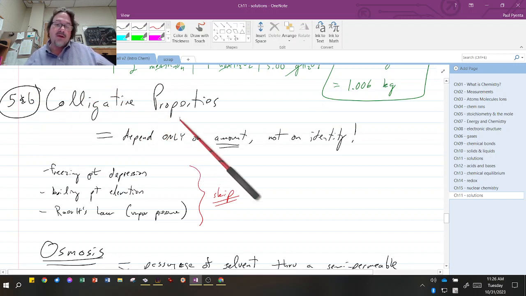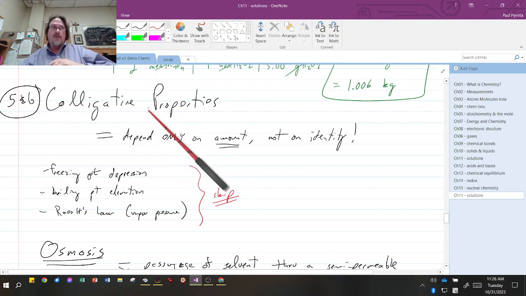Colligative properties. Now, colligative properties are those type of properties that do not depend on what you're talking about, what the identity of the stuff is. It only depends on how much you have. So you could use anything, well, anything within the same category. But the property doesn't depend on what it is, just how much.